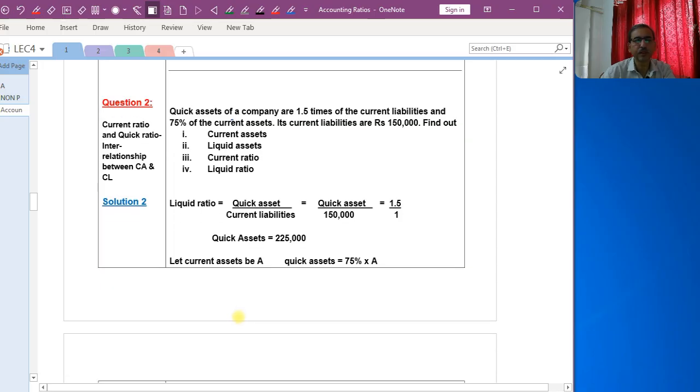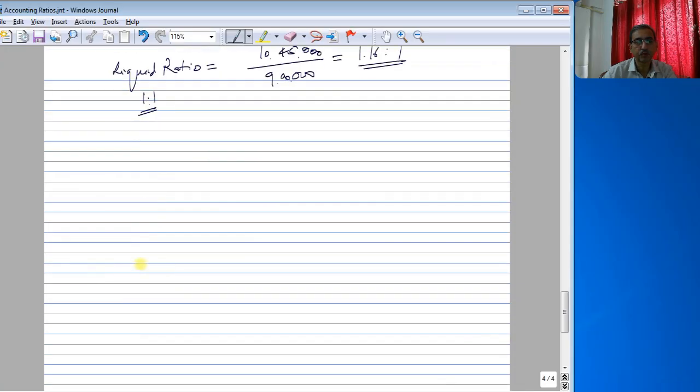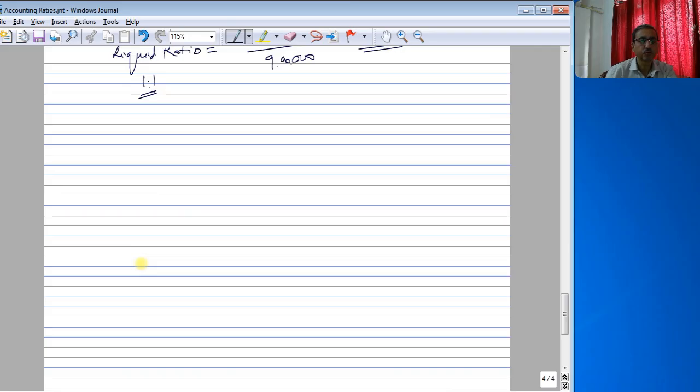So we come to our next question that says quick assets of a company are 1.5 times of current liabilities and 75% of current assets, and its current liabilities are 1,50,000. We have to find out the current assets, liquid asset, current ratio, and liquid ratio, so all liquidity ratios we have to calculate here. First we have to write down the information provided in the question, so it will be easy for us to solve.